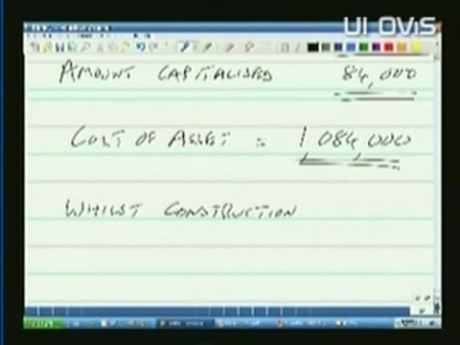But whilst construction is ongoing, you must capitalise those borrowing costs. If there is a break in construction for any reason, whether it's industrial dispute or otherwise, you stop capitalising the borrowing costs during that period. Okay? So that would be for specific borrowings.